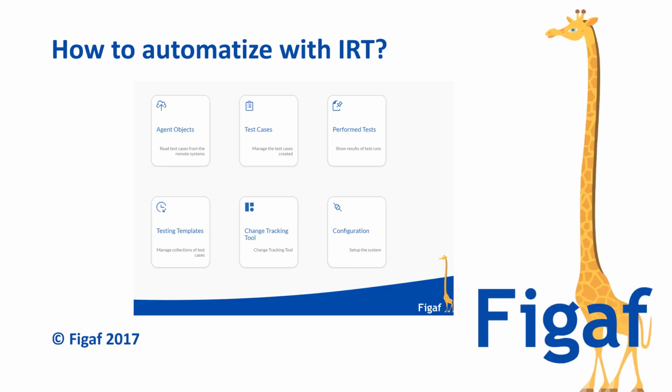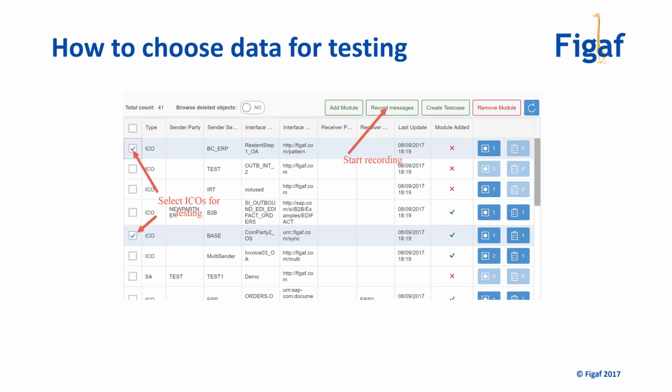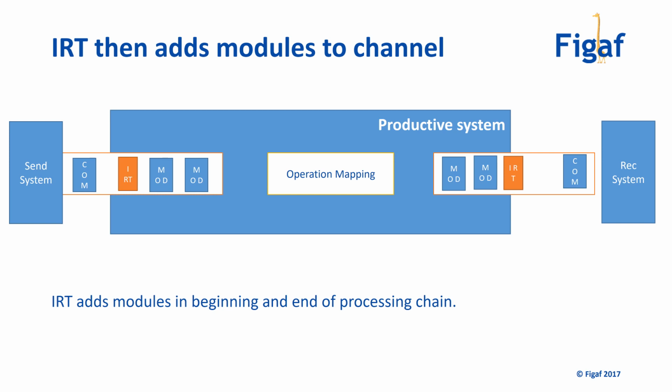At Figaf, we have created the ERT tool that's a Java-based tool that's really simple to set up. So now I'll just show you how easy it is to actually set up a scenario in it. The first thing you want to do is select what are the scenarios that you want to record from your productive system. Then you just say record messages and say the number of messages that you want to record. Say for instance 5 messages.